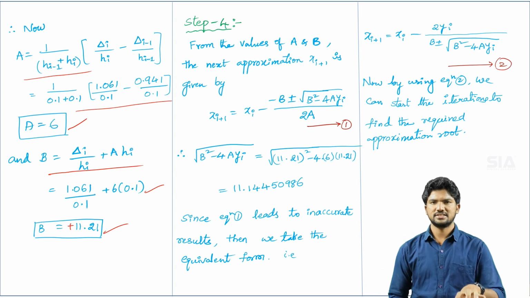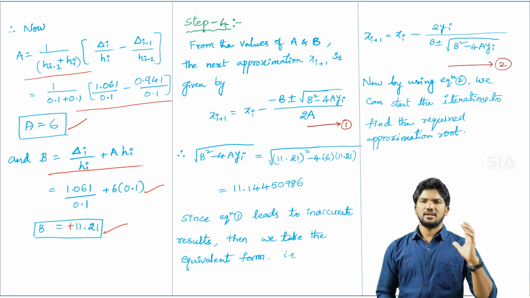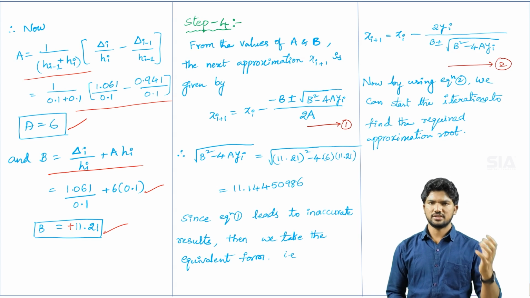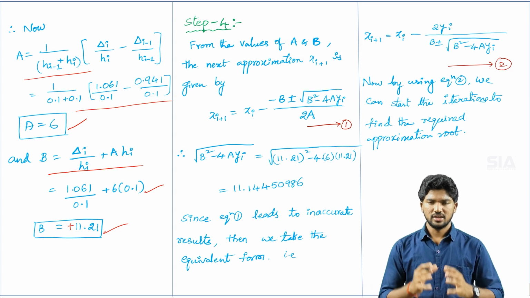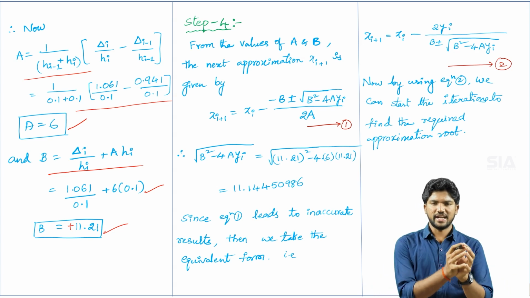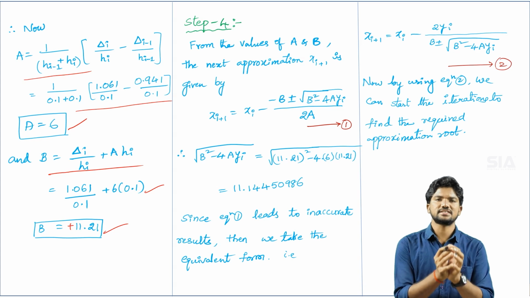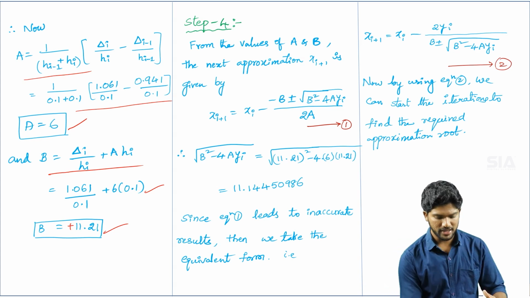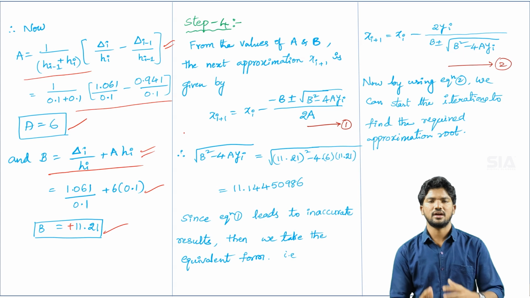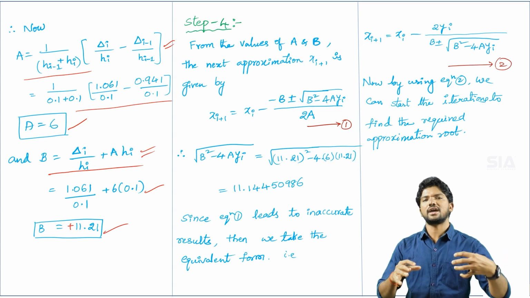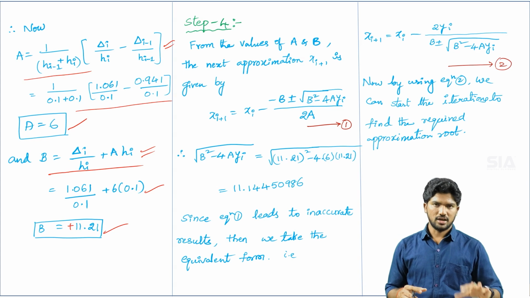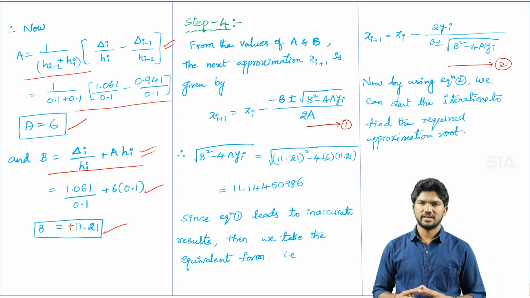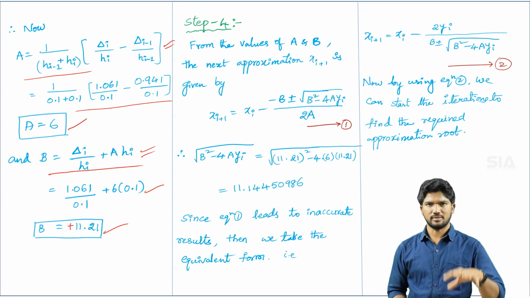So that is step 3. In step 3 we take Lagrange's equation of 3 points. If you simplify that equation you will get a quadratic equation. In that quadratic equation, the x square coefficient is capital A and the x coefficient is capital B. For capital A you have a separate equation and for capital B you have a separate equation. In those equations we have the delta suffix i and h suffix i values. We substitute them and get A equal to 6 and B equal to 11.21. That is step 3.